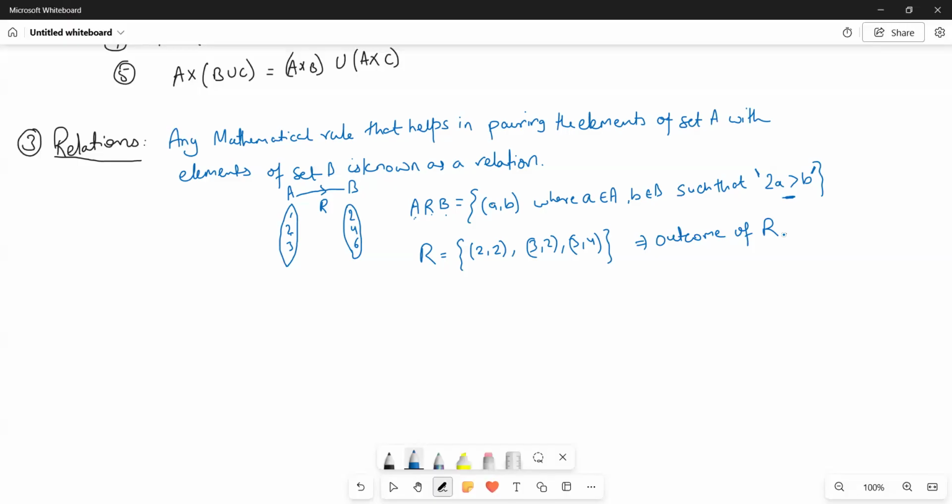Okay. So any mathematical rule that can establish connections between elements of set A and elements of set B is known as a relation. Is everyone okay with this? Yes, sir.